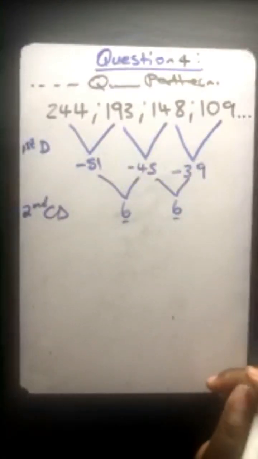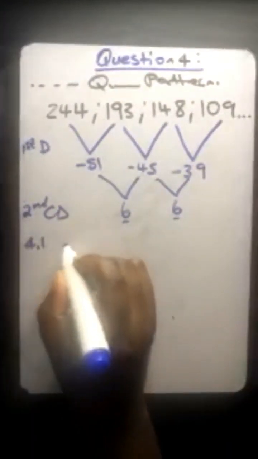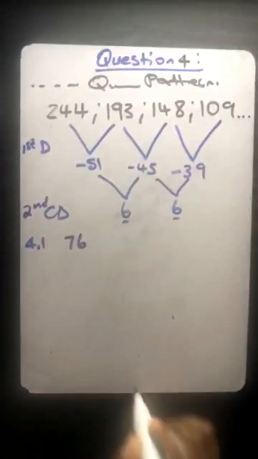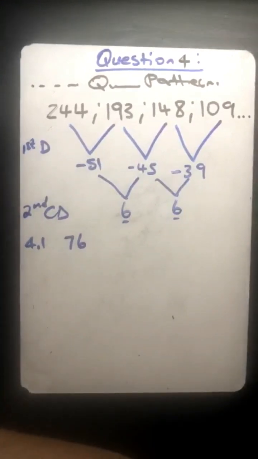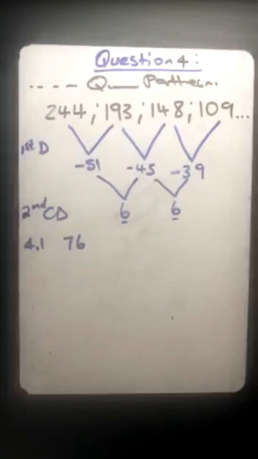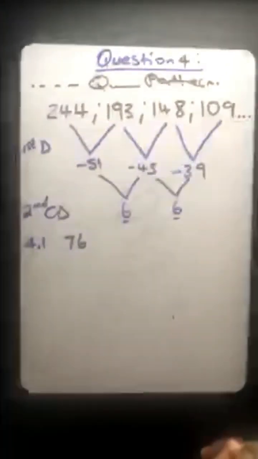What is it? 76. 4.1. Someone is saying 76. Let's see. Write down the next term of the number pattern. Wait. I don't trust Hamisa, guys. Tumzaza, do you think that answer is correct? Bonolo? Yes.